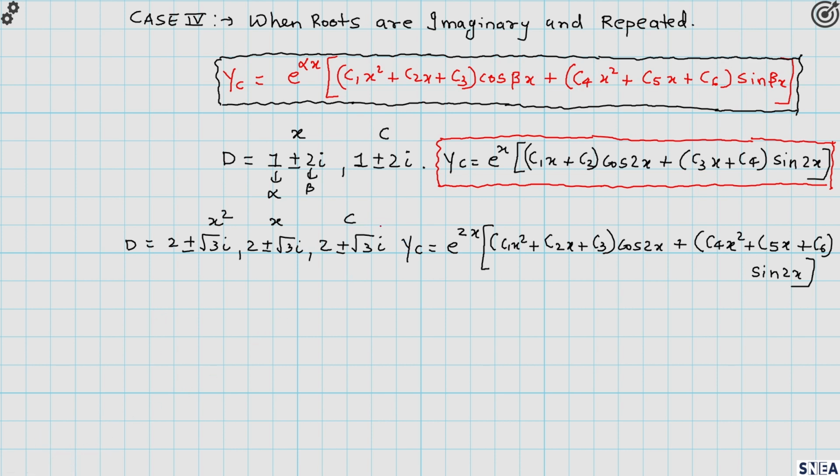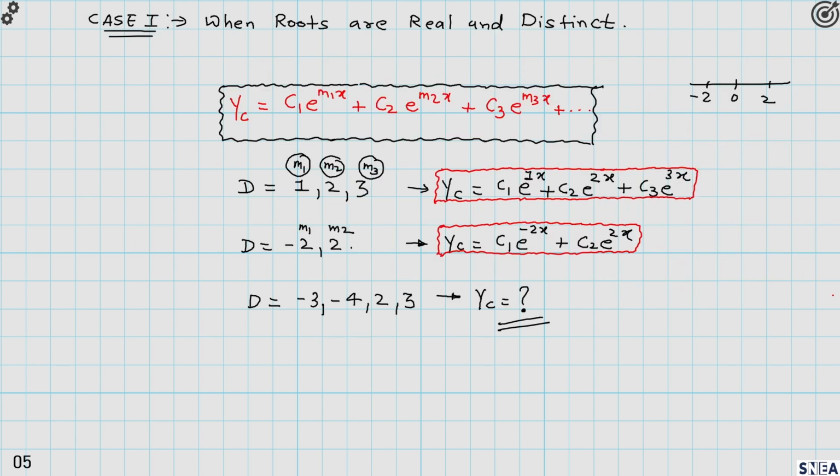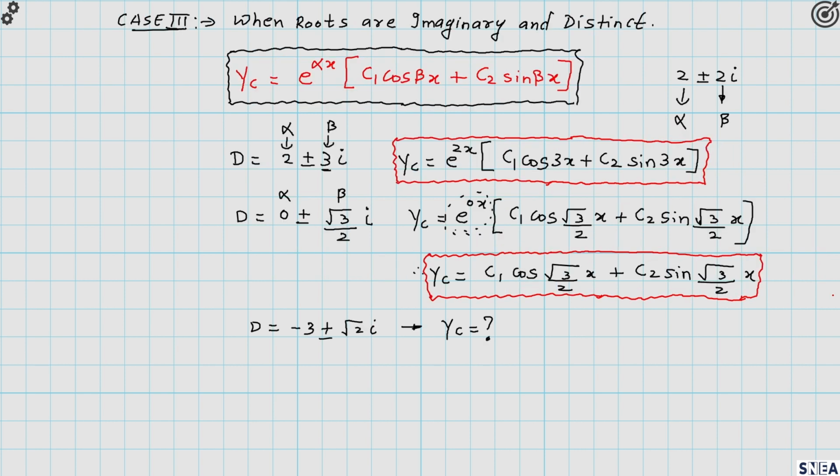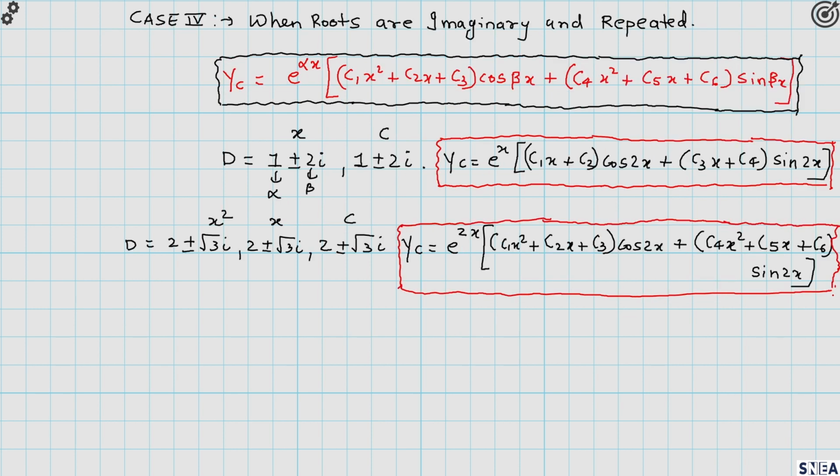So this is the formula of yc which has been used in one application here. So ये total कितने cases हो गए students? How many cases are there here? Total 4 cases are there. कौन से 4 cases हमने पढ़े हैं? देखो, you can take screenshot of this. When roots are real and distinct, e raised to m1x, m2x, m3x. When roots are real and repeated, c1x square plus c2x plus c3 e raised to mx. When roots are imaginary and distinct, cos or beta आया, and when it is imaginary and repeated, this is the answer here.